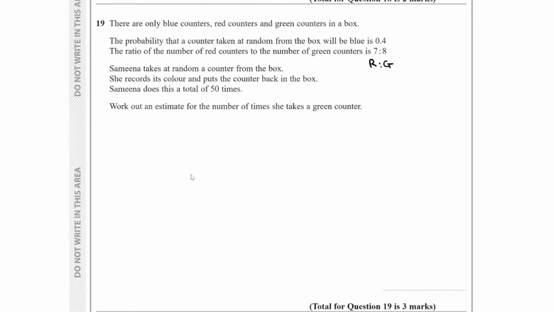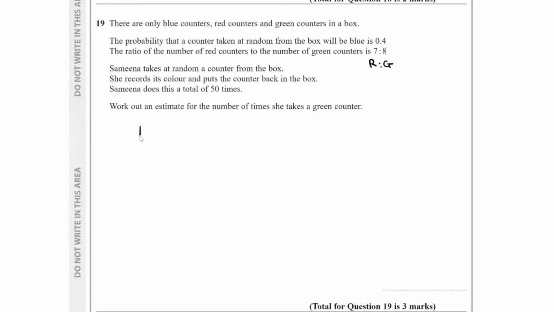So Samina takes at random a counter from the box. She records its colour, puts it back. So she does replace it. Samina does this a total of 50 times. Work out an estimate for the number of times she takes a green counter. So we need to first know the probability of the green counter, and then we can apply it to the 50 times. So we've got, obviously, all probabilities add up to 1. So the chance of getting blue, green, or red is 100%, isn't it? It's 1, because there's only those colours.